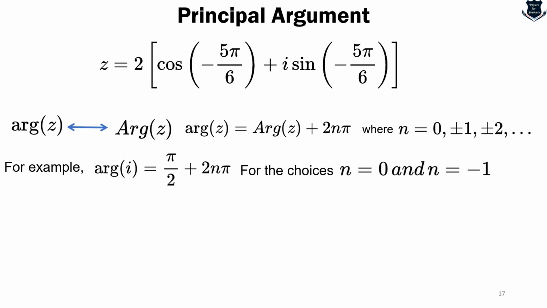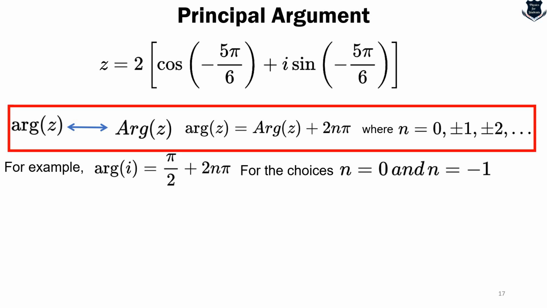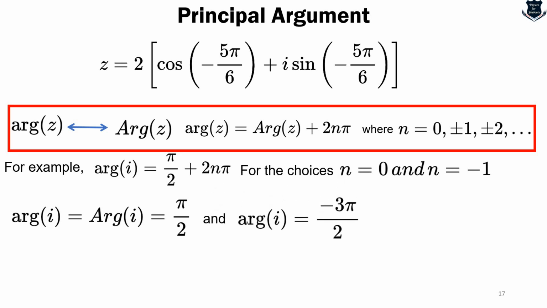So for the choices of n equals 0 and n equals minus 1, this particular equation gives arg i equals pi by 2, and arg i equals minus 3 pi by 2. This is how actually we calculate.